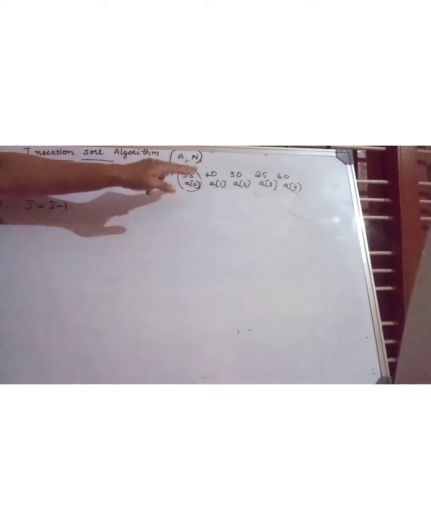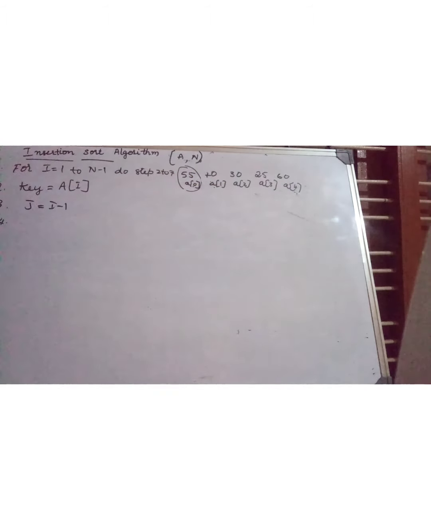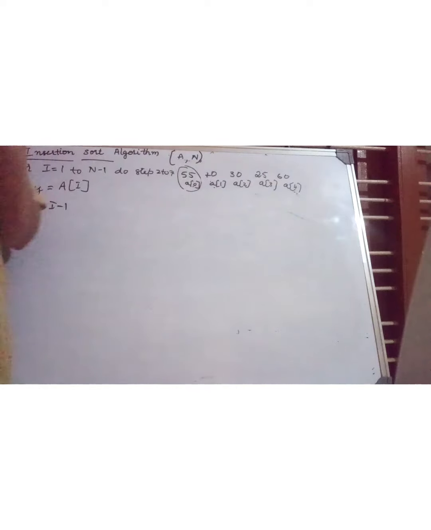Key means we think that this element has been sorted. Other elements are not in the sorted list. We consider this as a sorted element. Other elements are in the unordered list. This is the sorted list and these elements are the unsorted list. This is the assumption we are making. It is not actually true.